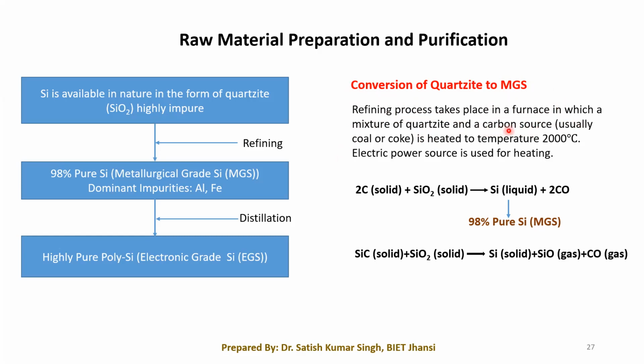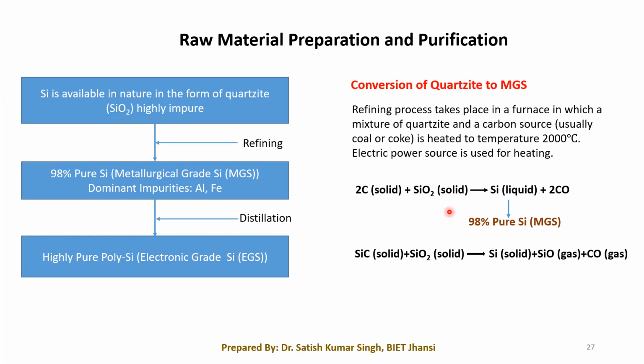We have to take a carbon source, usually coal or coke. It will be mixed with the quartzite, and then heated up to a temperature of 2000 degrees centigrade. This will be done in an electric furnace, which is why I have written here that an electric power source is used for heating. Because we have an electric furnace, this complete reaction will take place in the electric furnace.